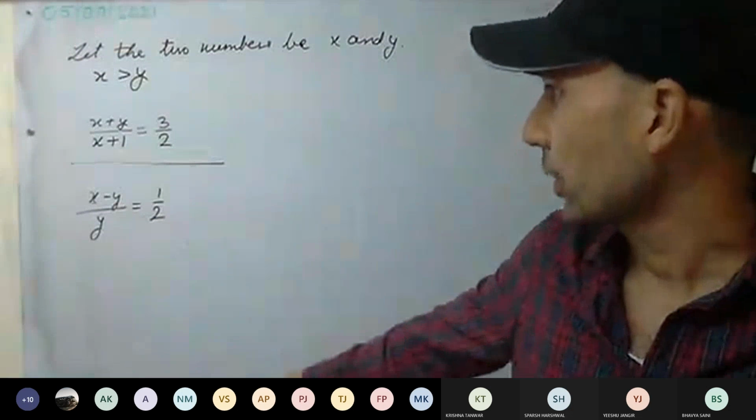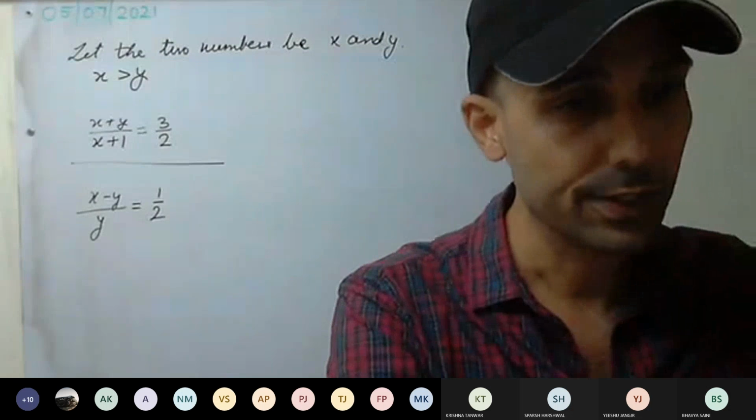So solve these two equations and find the answers. Tomorrow we start from the fourth one.